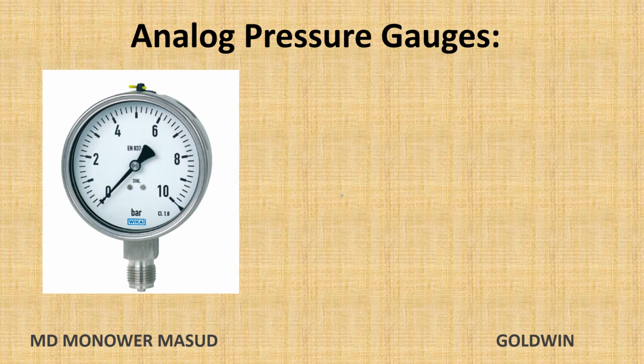Analog pressure gauges. These are the most traditional type of pressure indicators. They consist of a dial with a needle that moves to indicate the pressure. A Bourdon tube is a common mechanism inside many analog gauges that translates pressure into mechanical movement.